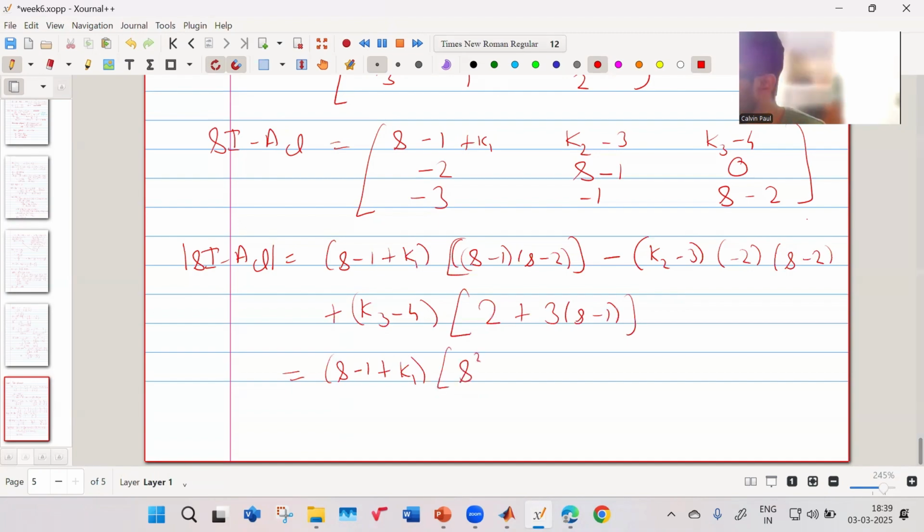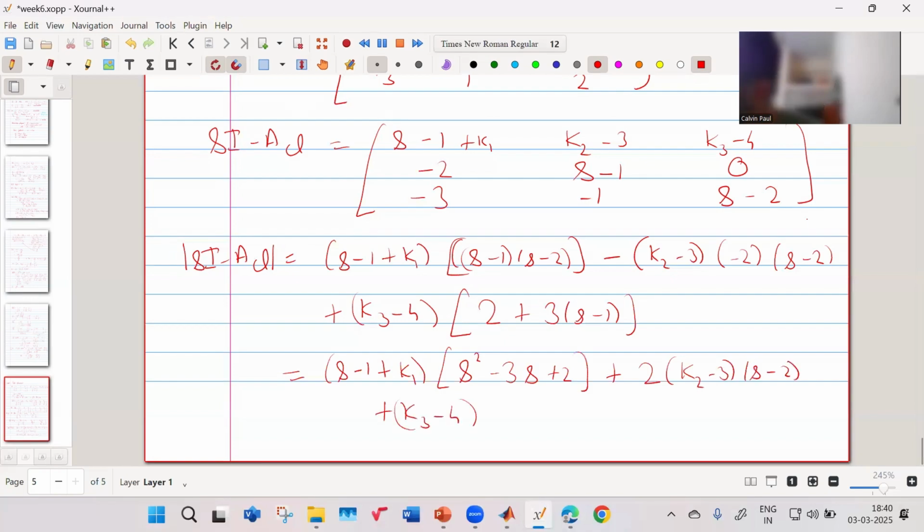Into S square minus 3S plus 2. This comes over here. Okay, so this is completed. Plus 2 into (K2 minus 3) into (S minus 2), plus (K3 minus 4) into (3S plus 2 minus 3).